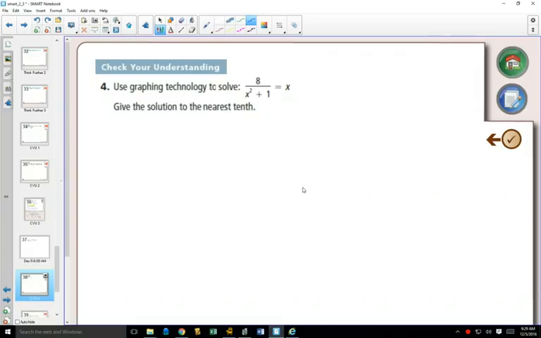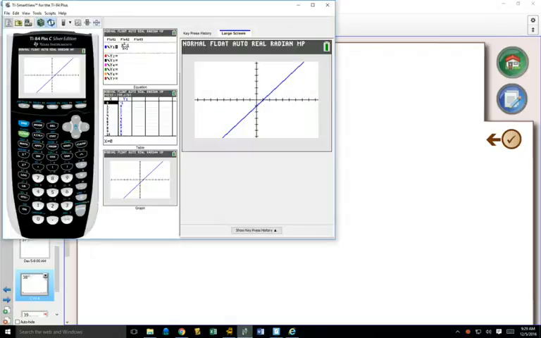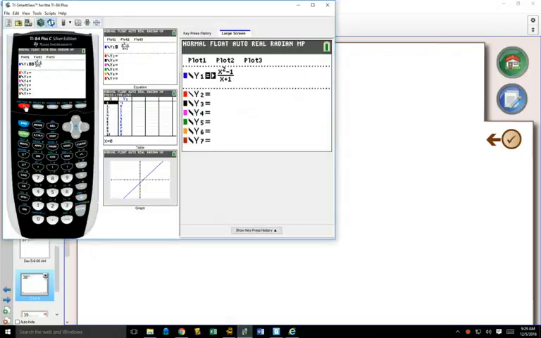Yeah. We'll put one equation into y1. We'll put the other equation into y2. And we'll see what happens. So if we go to our graphing calculator and clear out if you have anything else in there, and we type in the equation.